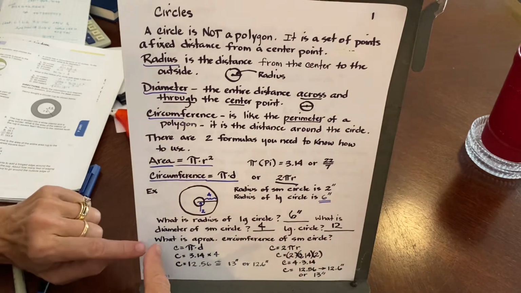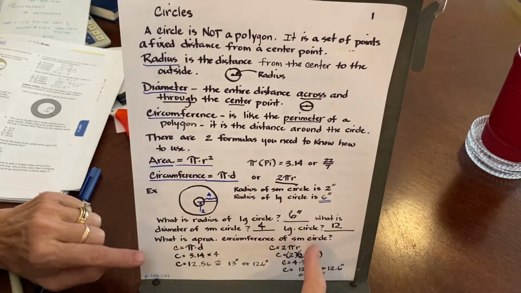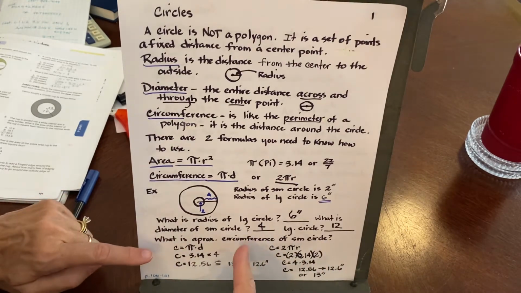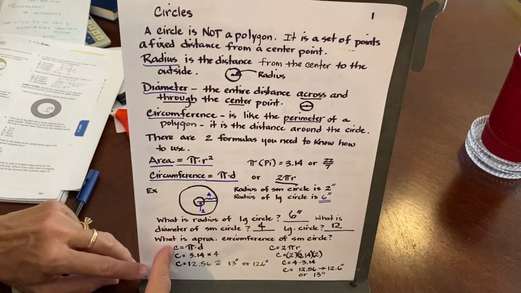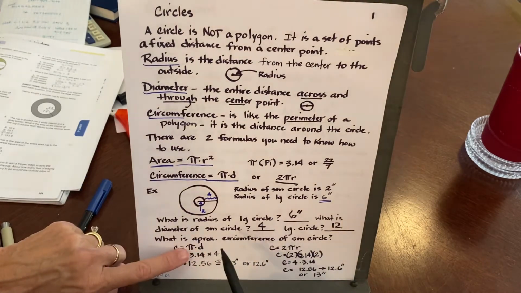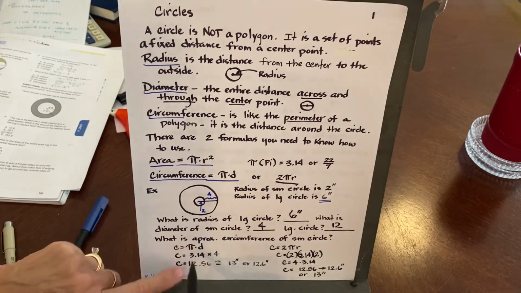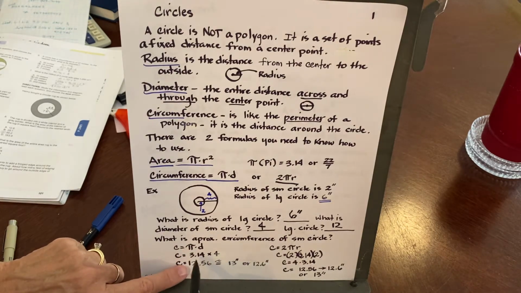Then it says, what is the approximate circumference of the small circle? Well, as I've told you before, whenever you're asked for something, write the formula down. So the circumference of a circle is pi times d. Well, we just found out what the d was. The diameter of the small circle is 4. So I'm going to go pi times 4. Well, pi is 3.14 times the number 4. And when you do that multiplication, you get 12.56.